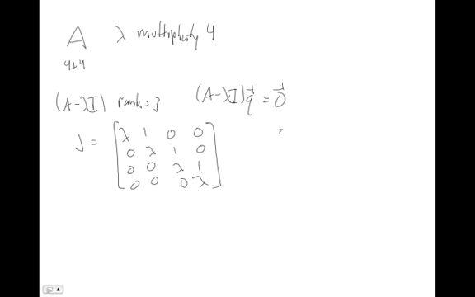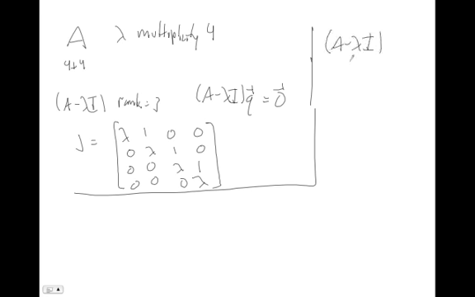Okay, now let's say instead, let's divide this page. Let's say instead A minus lambda I has rank 2. This implies nullity 2, which implies that the dimension of the null space for this equation, A minus lambda I times Q equals 0, has two linearly independent solutions.